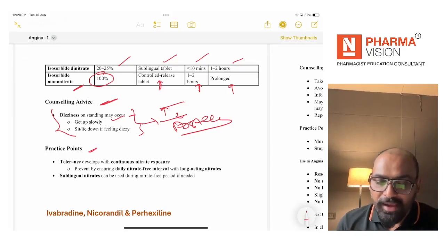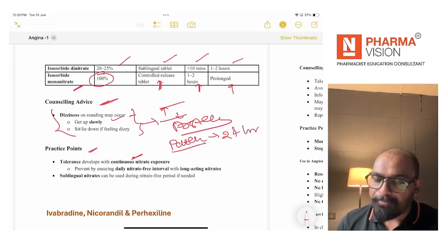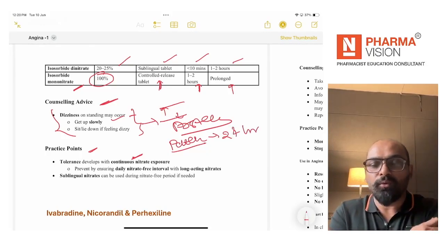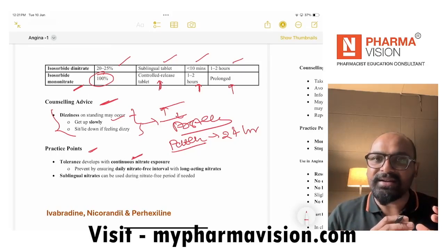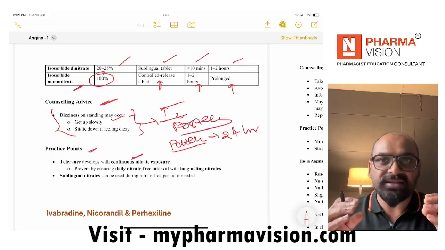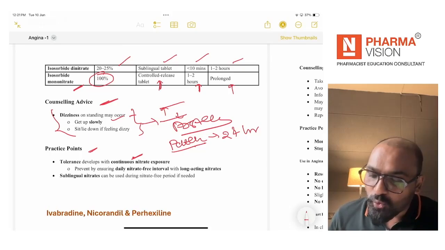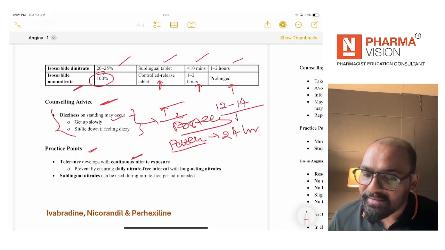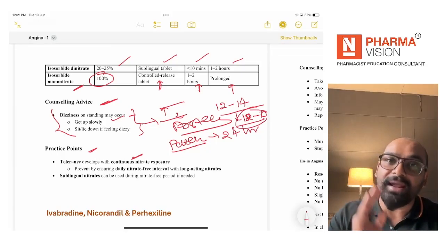Practice points: tolerance develops, so a nitrate-free interval needs to be maintained. That means when the patient is using a patch, the patch is for 24 hours. Once applied, it is going to release the medication for 24 hours. If there is continuous nitrate exposure, the blood vessels are not going to respond to the nitrates. That's why these patches need to be worn for 12 to 14 hours, and 10 to 12 hours of nitrate-free interval need to be maintained on a daily basis.